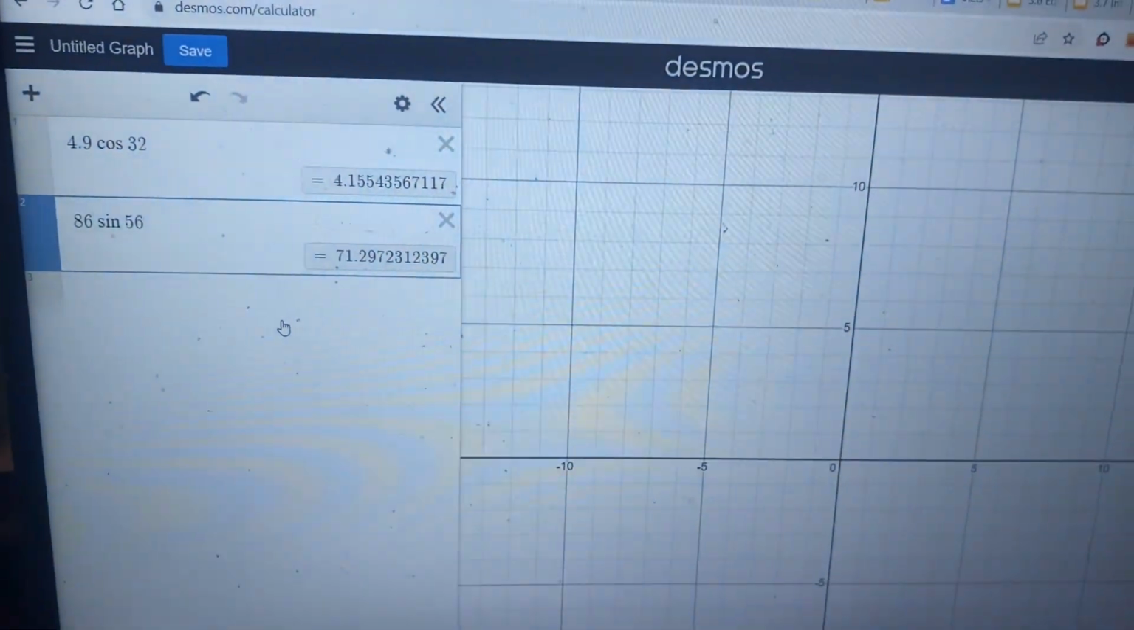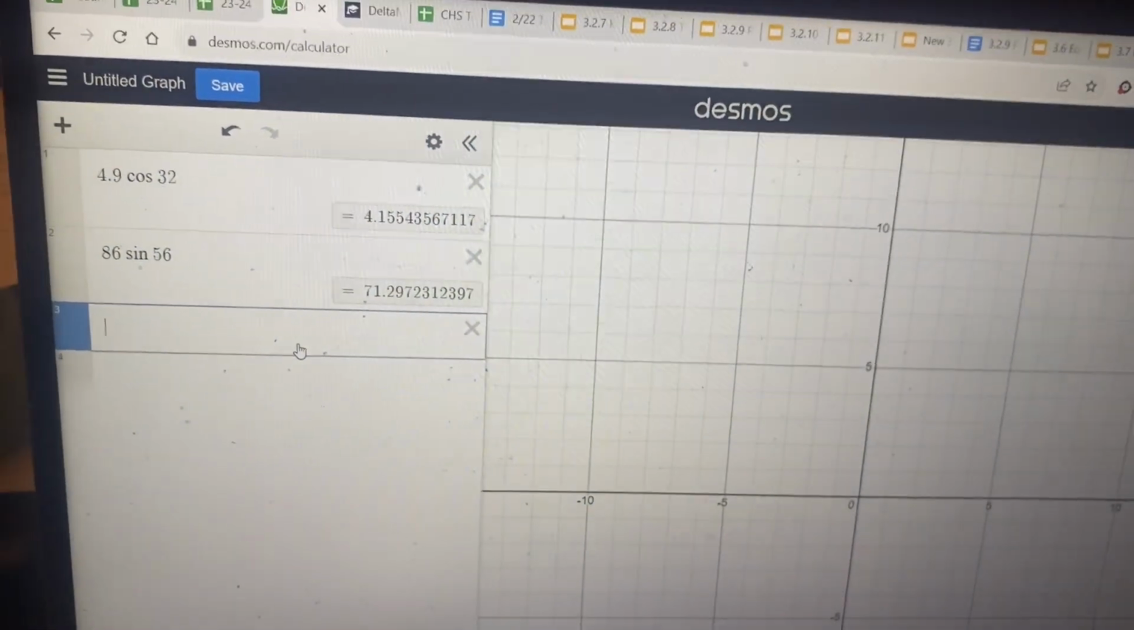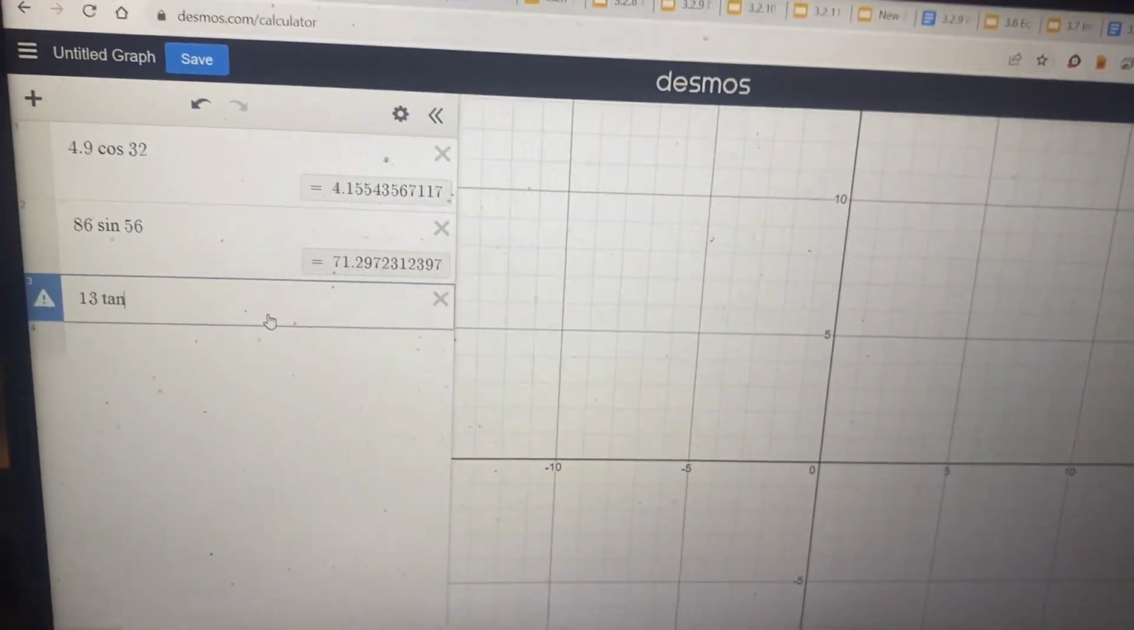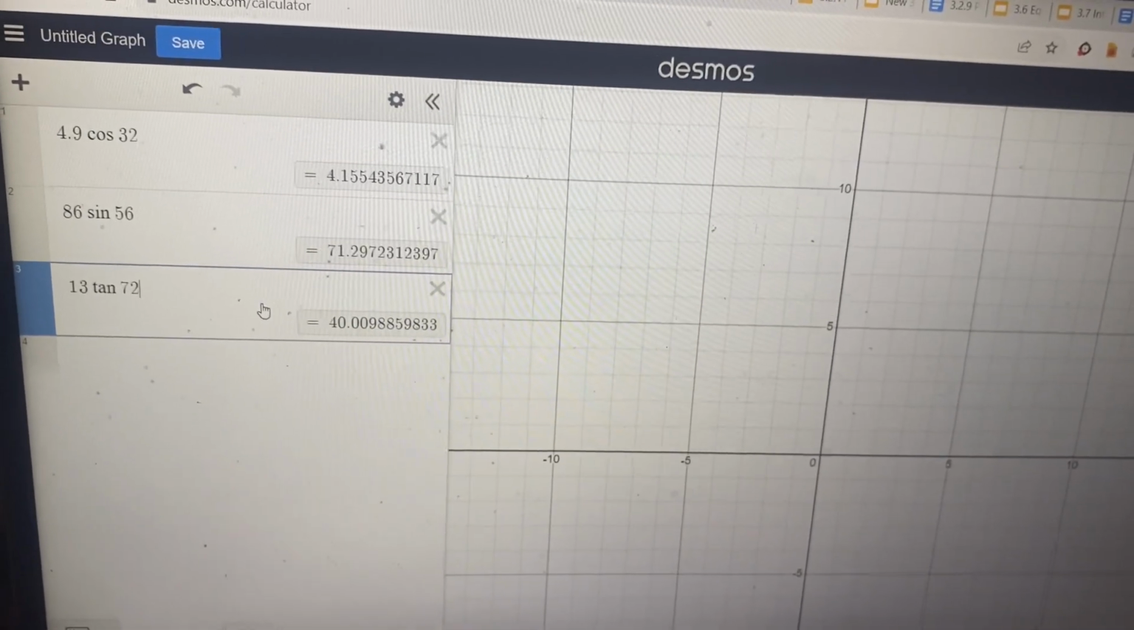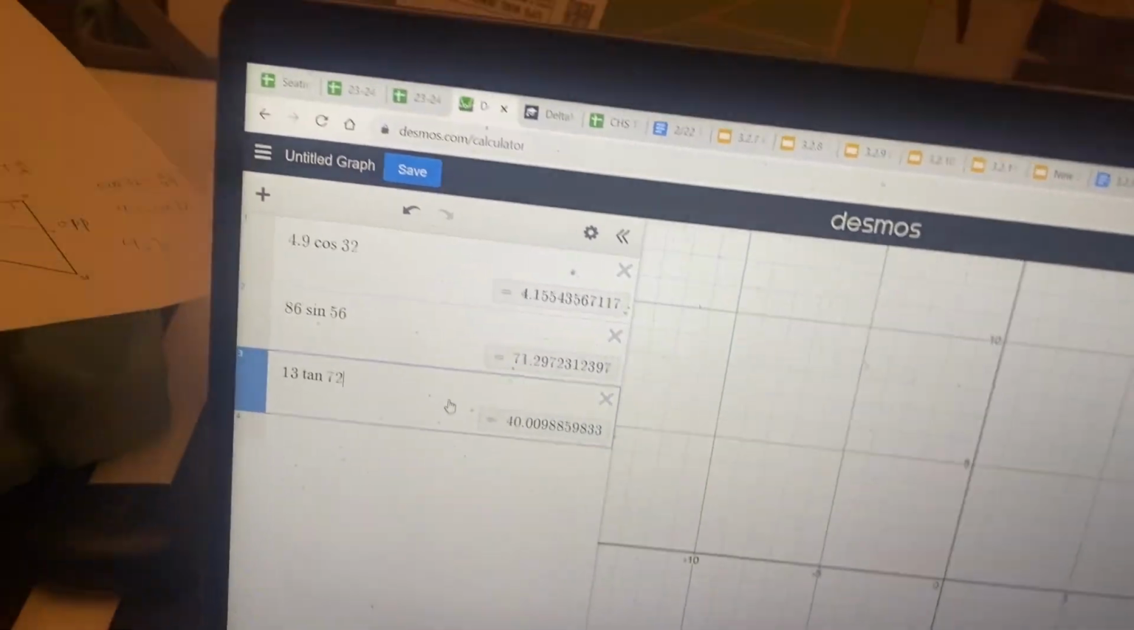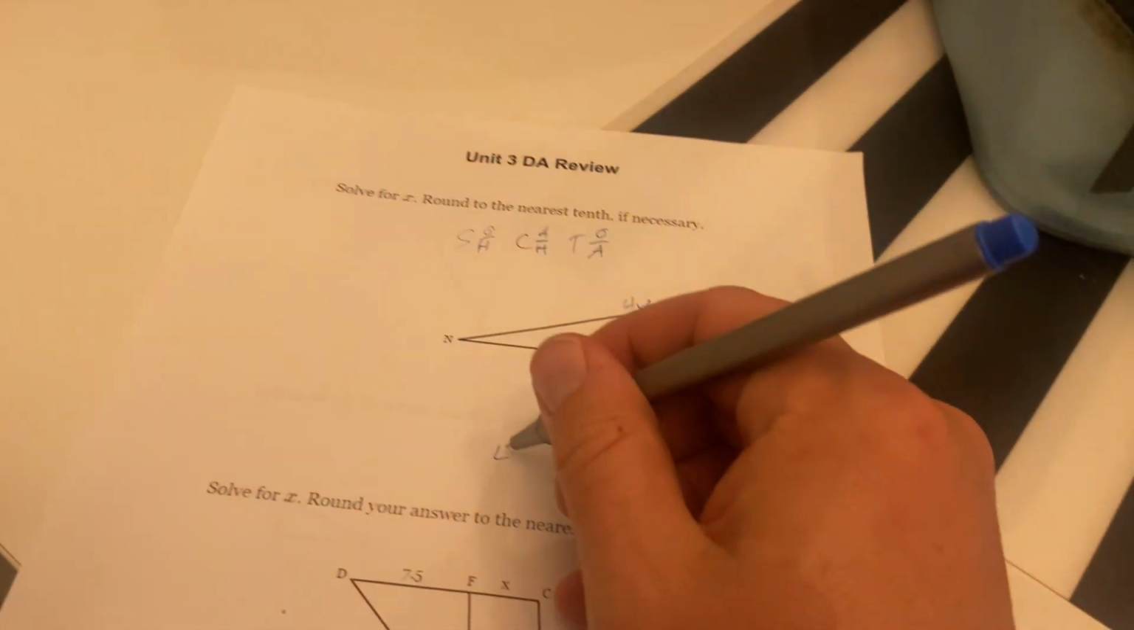So I go 13 times the tangent of 72, and it gives me 40.009. So we're just going to call this one 40.